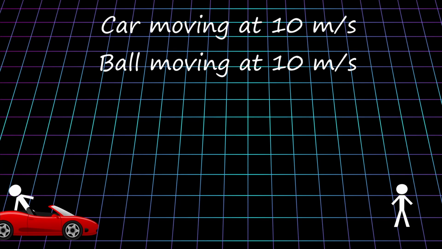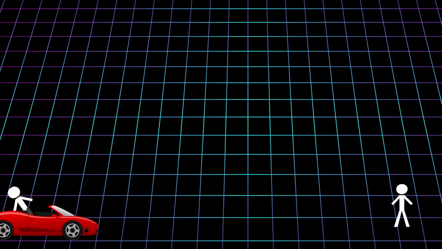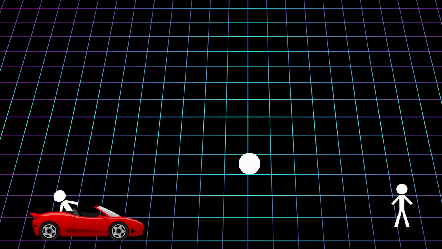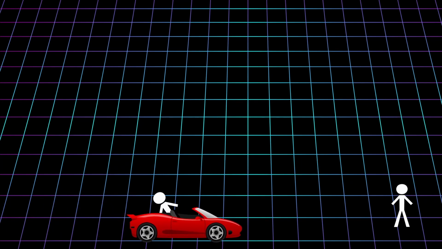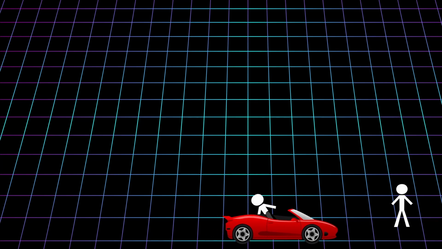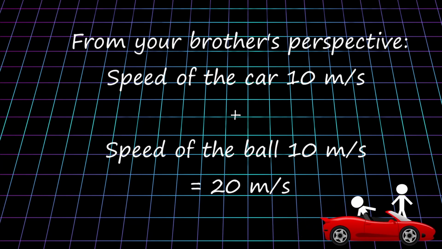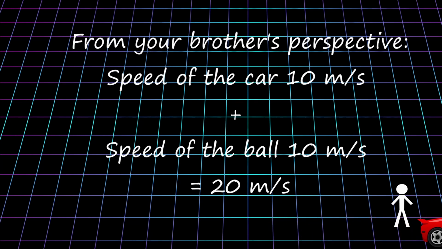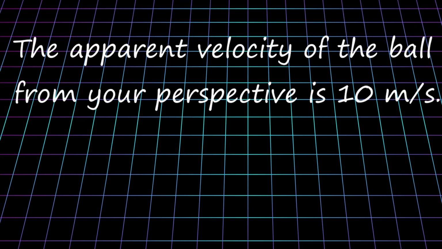Suppose then that you repeat the throw, except this time you toss the ball while the car is moving towards your brother at 10 meters per second. This time the ball will move relative to you at 10 meters per second, but it will move relative to your brother with a velocity of 20 meters per second. In this case, the velocity of the source of the ball is added to the velocity of the ball to get the velocity relative to the stationary observer. All the while, the apparent velocity of the ball from your perspective will remain 10 meters per second.